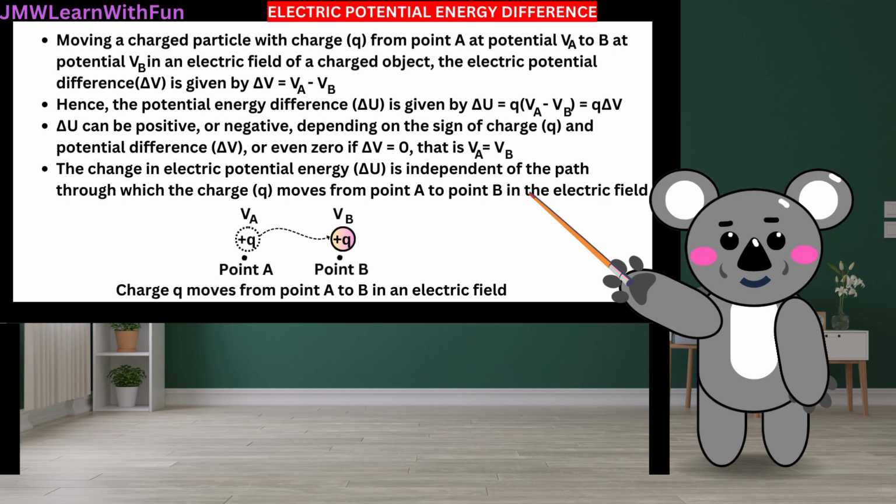The change in electric potential energy, delta U, is independent of the path through which the charge, Q, moves from point A to point B in the electric field. The figure shows a charge of plus Q moves from point A to B in an electric field. The electric potential changes from VA to VB.